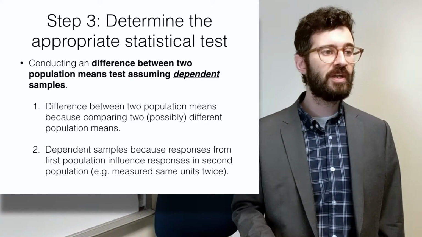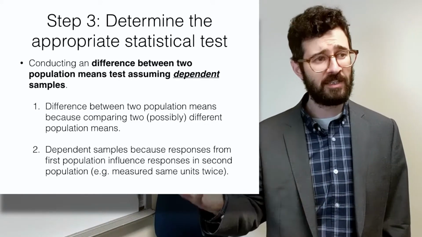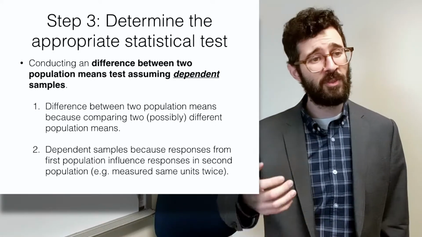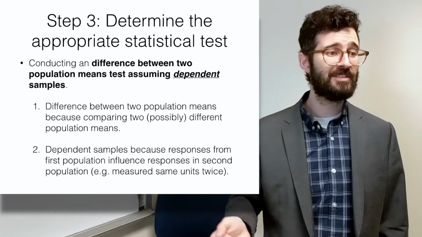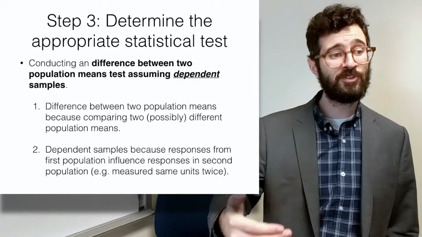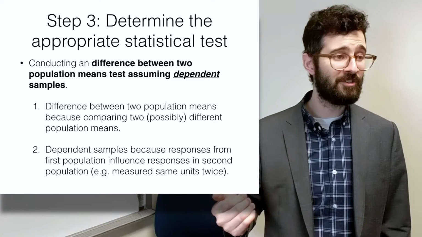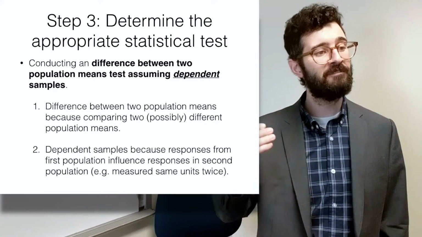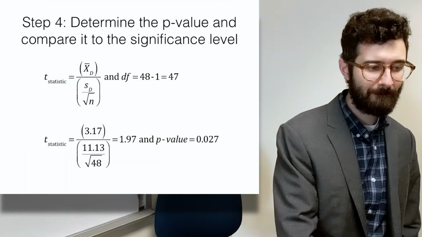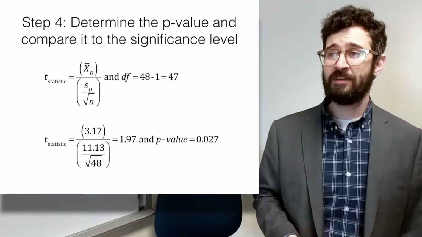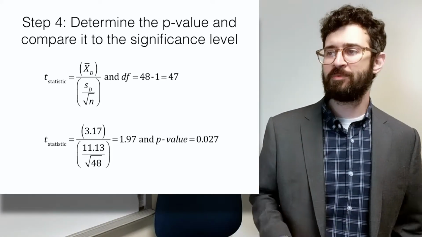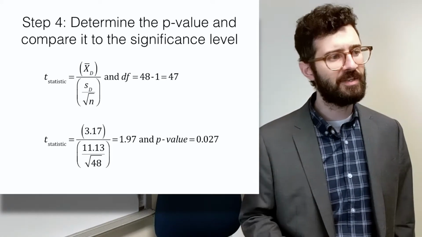In this case, we measured calls for service at these 48 locations. So whatever stuff was going on within those locations to affect calls for service, that was still happening. So when we went back and measured them again, a lot of those same factors were still in play, still affecting the number of calls for service. Step 4, we then calculate our p-value. Again, this is all handled by SPSS. Here we see a p-value of 0.027.